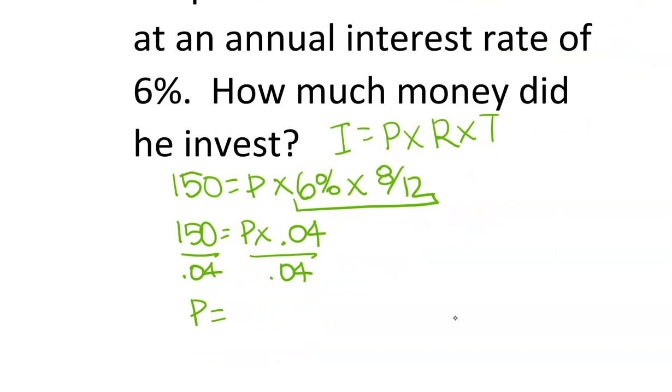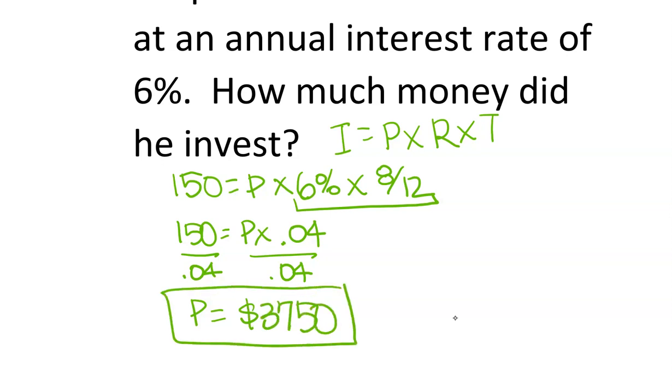Now, to solve for P, we're going to divide by 0.04, which is basically 4%. So 150 divided by 0.04 is $3,750. Okay, you could check that to see if it worked. 3,750 times 6% times 8 divided by 12, and you should get $150, which you do.